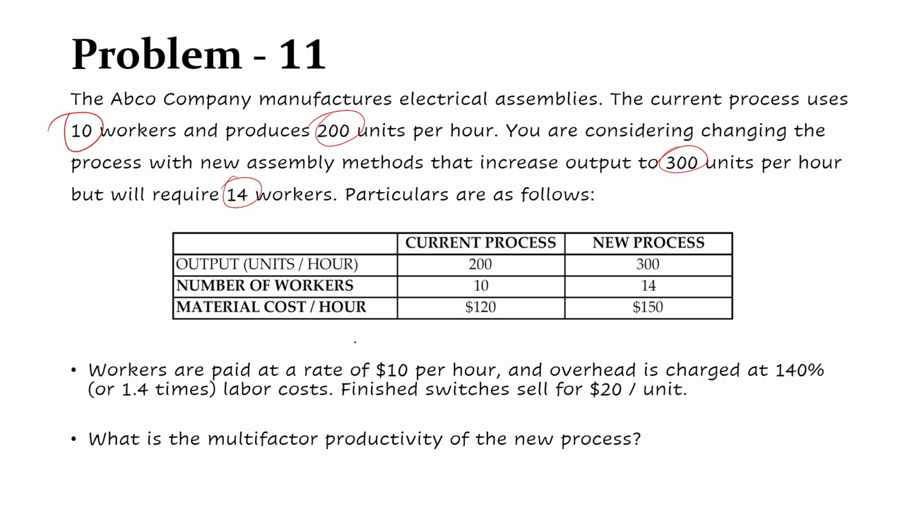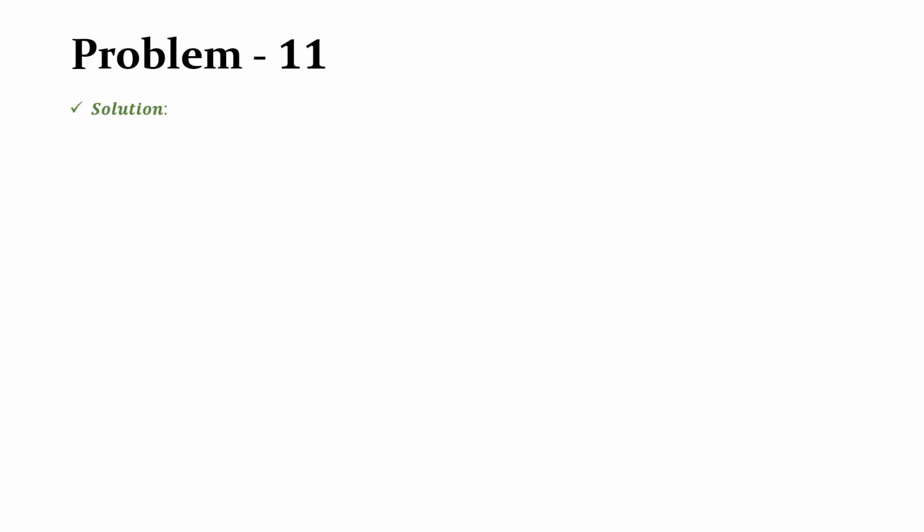The cost of material per hour for the new process will be 150 and the workers are paid at a rate of $10 per hour and the overhead is charged at 140% or 1.4 times the labor cost. Finished switches will sell for $20 per unit. We are required to calculate the multi-factor productivity for the new process. So this is the new process information. So how do we address this problem?